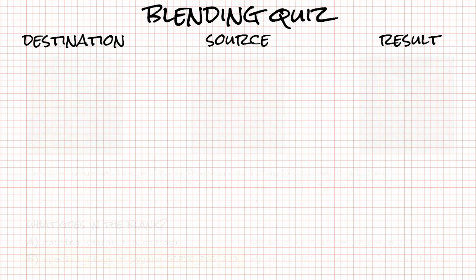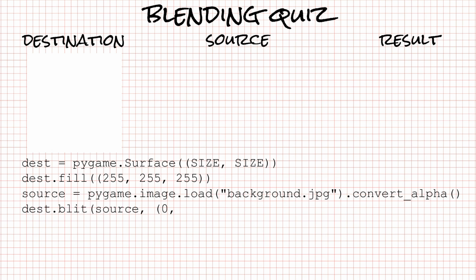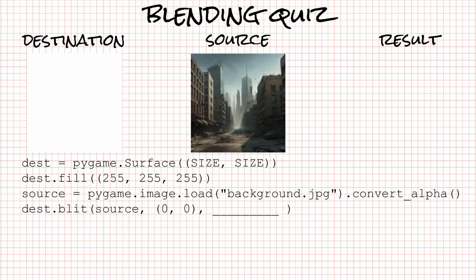Ready for another? On the left is the destination surface, created programmatically with dest equals pygame.Surface size, and then filled with dest.fill 255, 255, 255. This surface has no alpha channel. In the middle is the source surface, created with source equals pygame.image.load background.jpg convert alpha. This is the destination image from the prior question, and again, it's a fully opaque image.